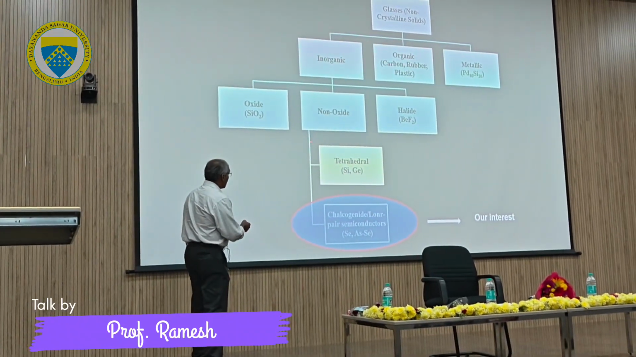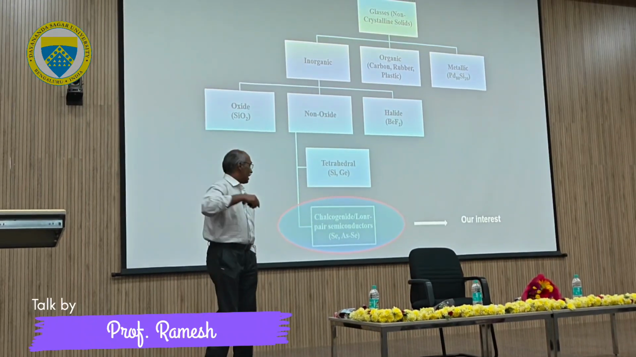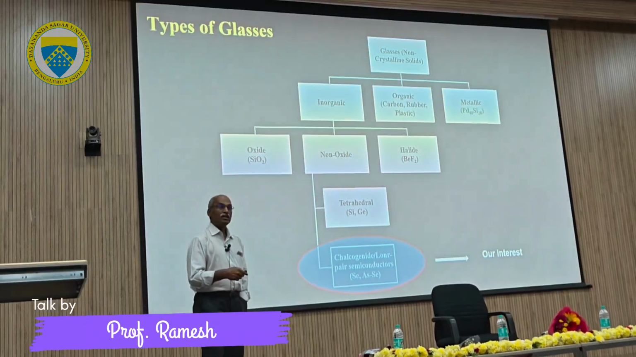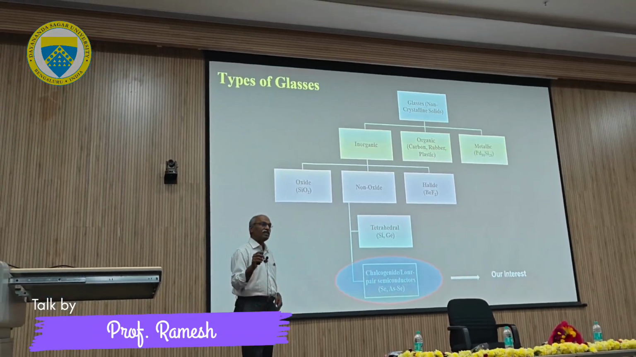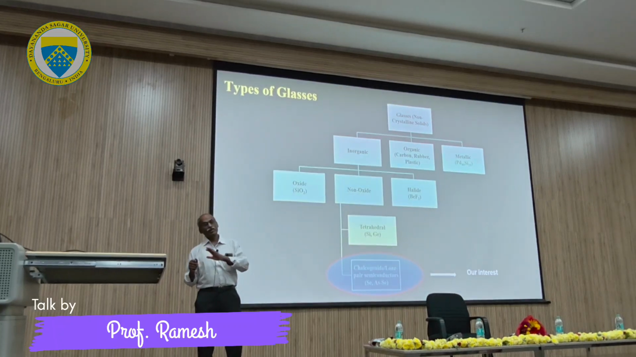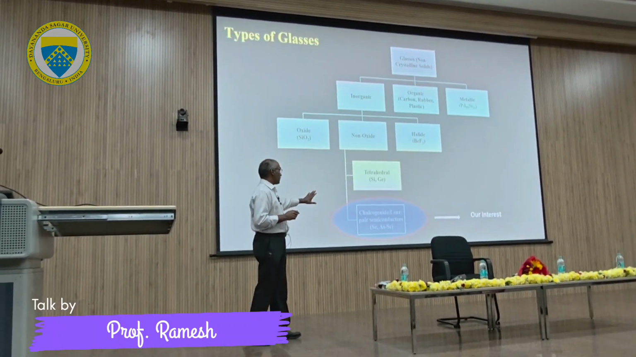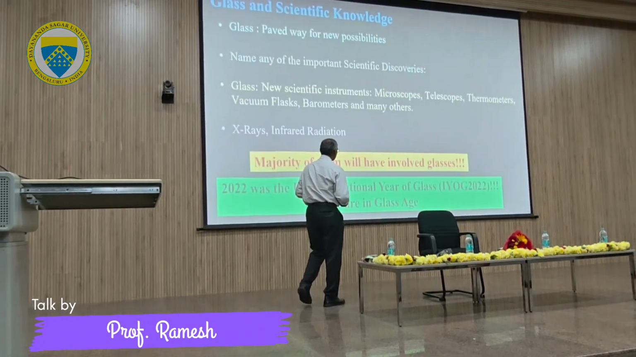And then they have chalcogenide glasses. It's based on group 6, as we said, and they are called lone pair semiconductors. We'll see why they are called lone pair semiconductors. That brings a lot of interesting properties to the electrical properties. Most of the electrical properties are controlled by these lone pairs in these glasses.